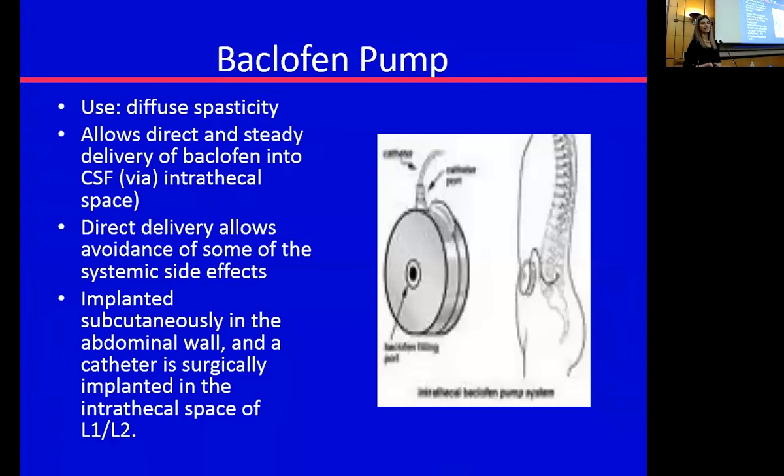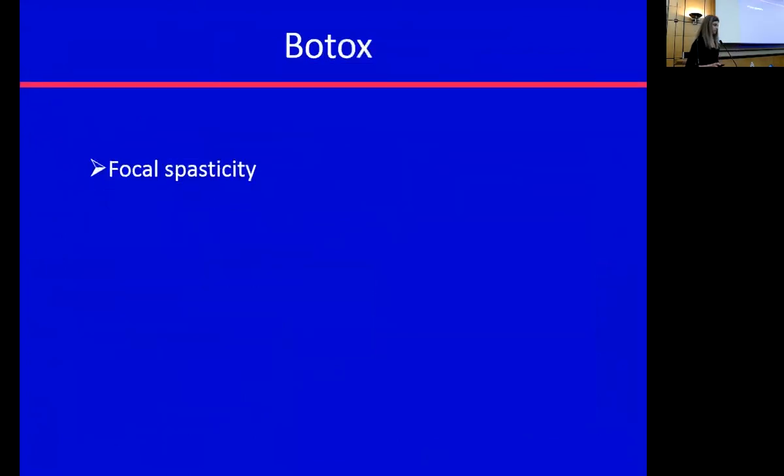The Baclofen Pump is something that is just new to Toronto. We actually did not have anybody inserting them until about 3 or 4 years ago, and now there's a surgeon at the Western who does them. We just recently sent our first patient for a referral and they are considering getting one. The advantage is that you have fewer side effects, and it has a more steady release of Baclofen throughout the day. But once again, this is typically used for patients with very generalized spasticity.